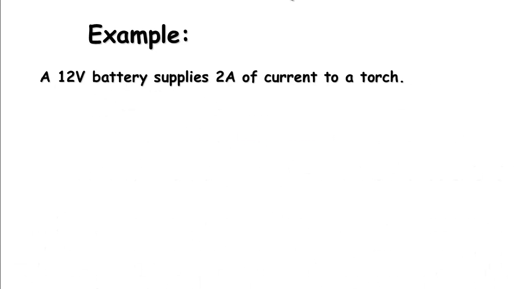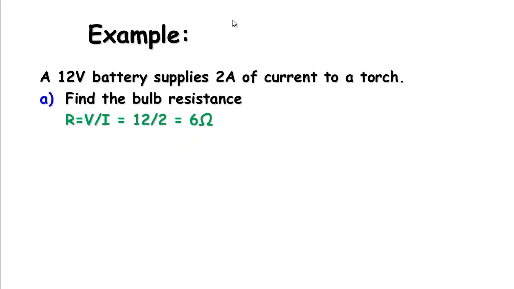So let's consider a small example. A 12-volt battery and 2 amps of current. Part A: find the bulb resistance. We know voltage, we know current. This is a straight Ohm's law substitution. So R equals V over I, 12 on 2, we've got 6 ohm resistance.